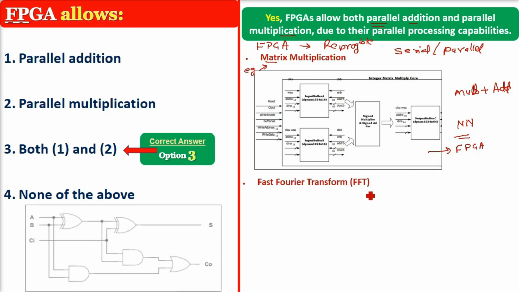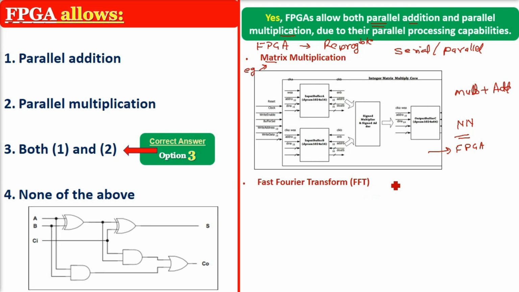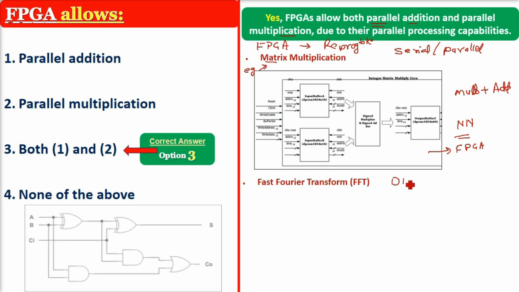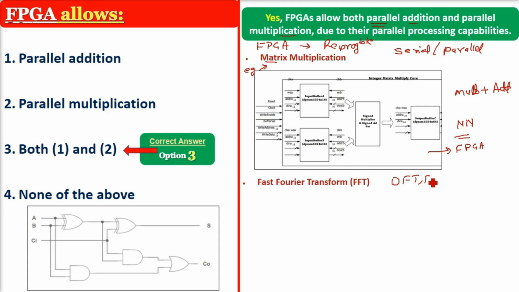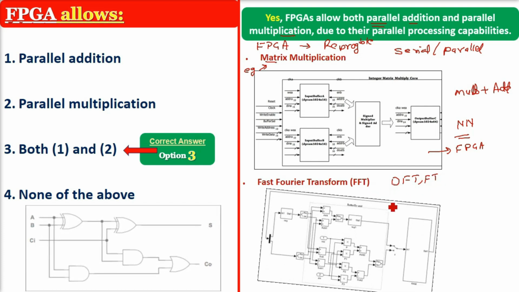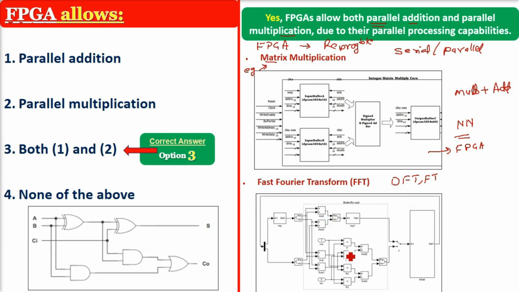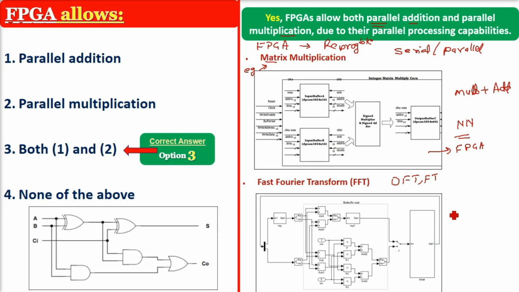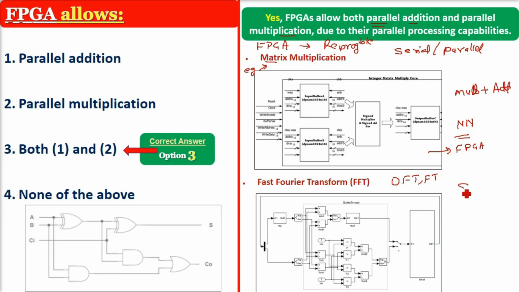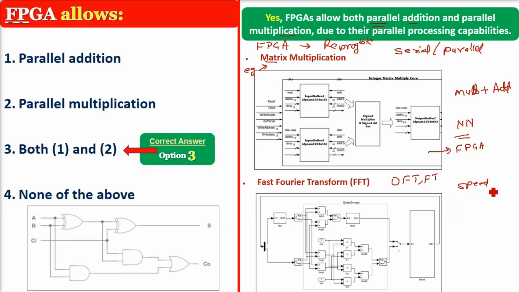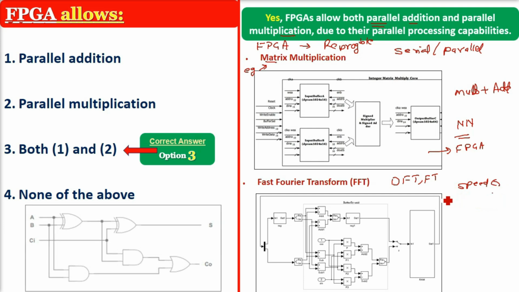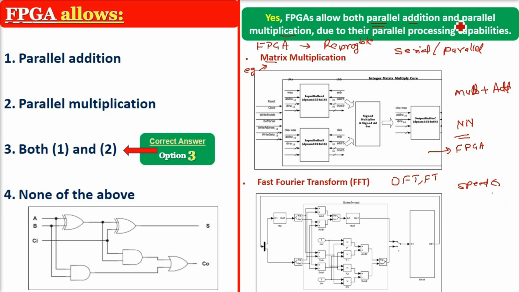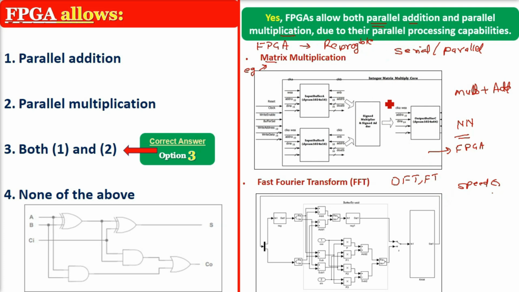One more example is the fast Fourier transform. In signal processing tasks like the FFT, FPGAs can perform many multiplications and additions in parallel, thus greatly accelerating the computation speed compared to CPUs, the central processing unit. So that's how the FPGA allows both parallel addition and parallel multiplication, because of its parallel processing capabilities.